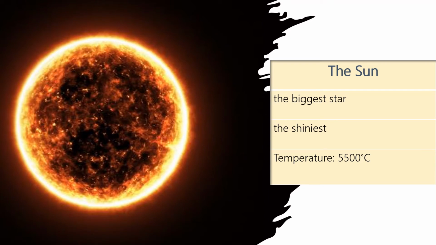The Sun is at the center of our solar system. It is the biggest and the shiniest star, and it's very hot on the Sun. The temperature can reach up to 5,500 degrees Celsius. It's like a huge ball of fire. That's why it shines so bright. And all the planets spin around the Sun.